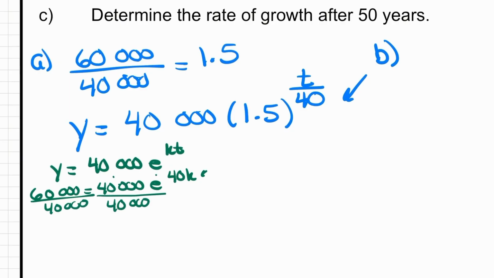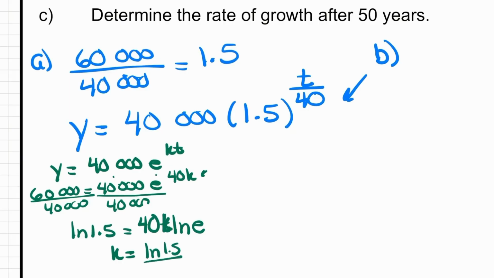We end up with 1.5, which is equal to e to the 40k. We're going to take the ln of both sides so we can bring that power down. So the ln of e raised to 40k becomes 40k times ln e. Rearrange to solve. So k is equal to ln of 1.5 over 40.